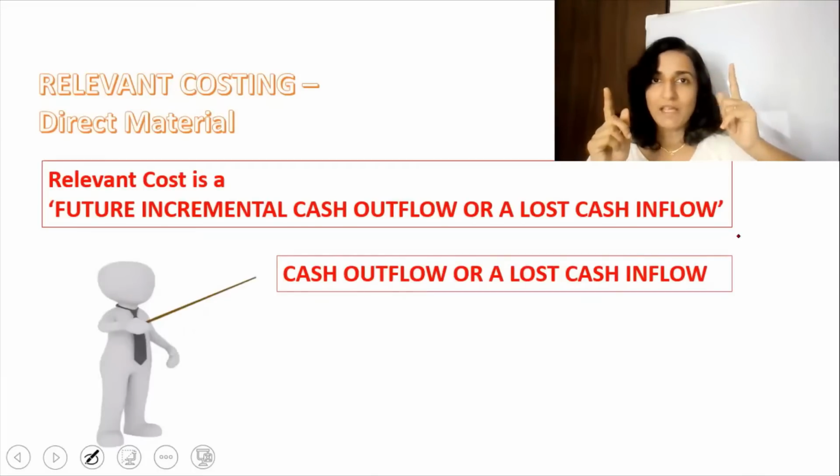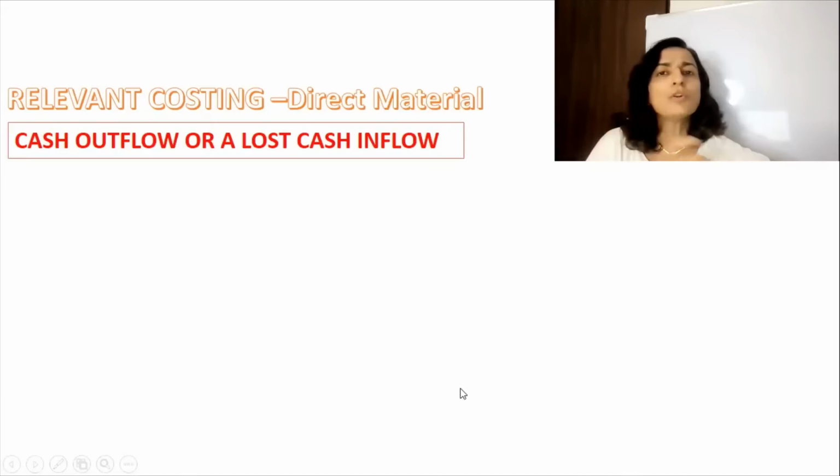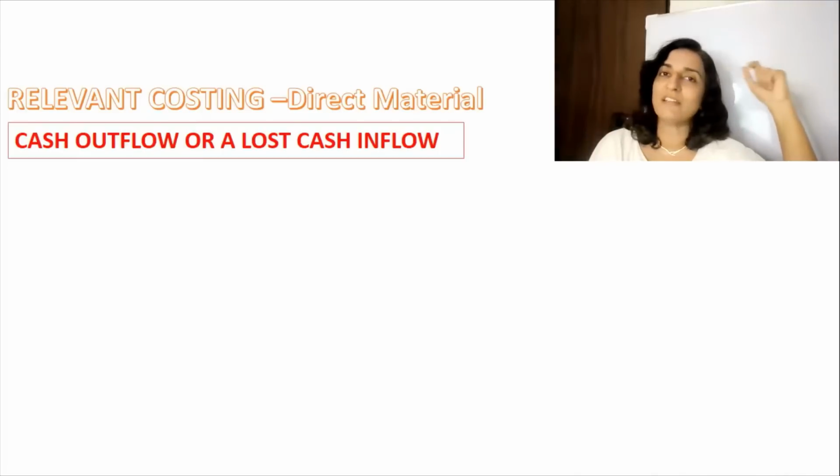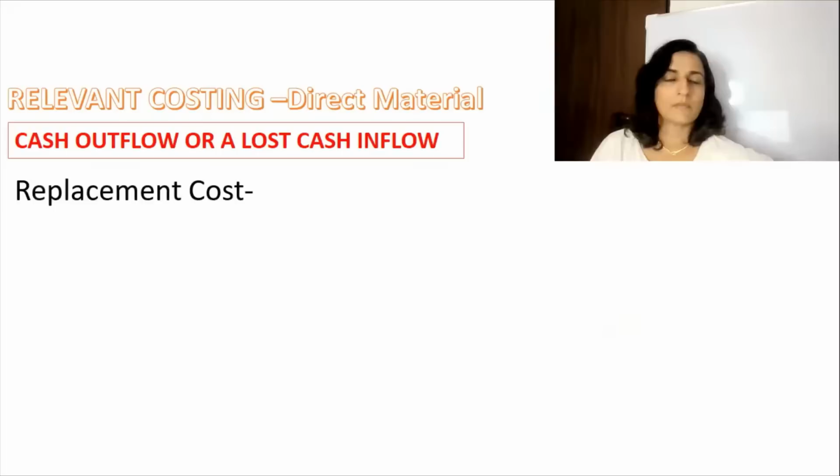So always keep in mind, whenever we are considering the relevant cost of raw material, please see whether it is a cash outflow or whether there is any lost cash inflow, whether any inflow has been lost. So those are the only two things that you have to remember. Now, what could be the relevant cost of raw material? What is the cash outflow that is taking place? Whenever we are purchasing the raw material, you will have to pay for its purchase cost, right? So there is a cash outflow taking place. So the purchase cost of the raw material is the relevant cost where there is a cash outflow taking place.